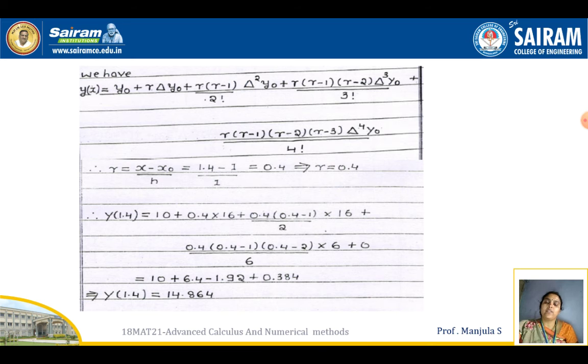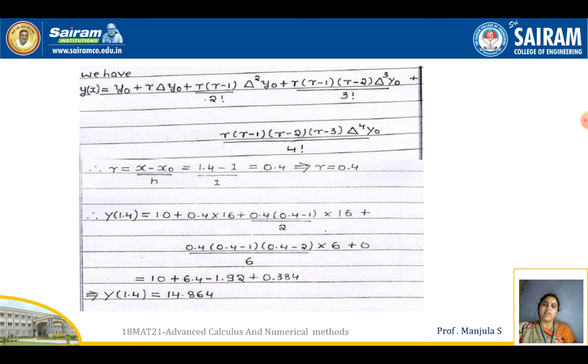Now we should write the forward difference formula: y of x equals y naught plus r into del y naught plus r into r minus 1 by 2 factorial del square y naught plus r into r minus 1 into r minus 2 by 3 factorial del cube y naught, and so on. First we have to find the r value, that is x minus x naught divided by h. Here the difference of x values is 1, that is h is 1. x means 1.4 and x naught is 1. On simplification we are getting r value as 0.4. So y at x equals 1.4.